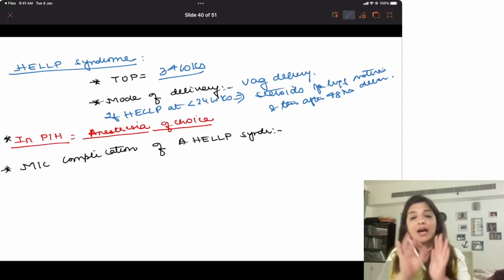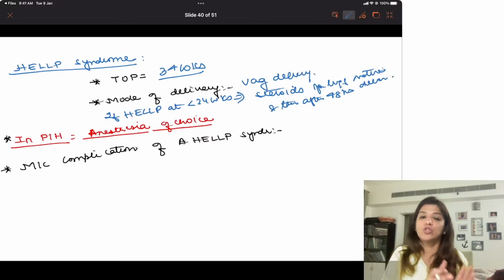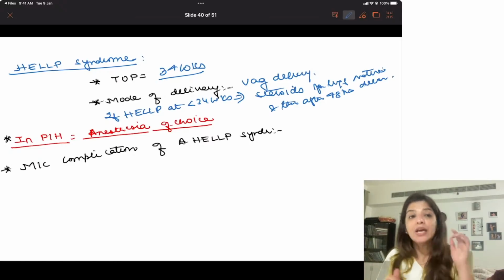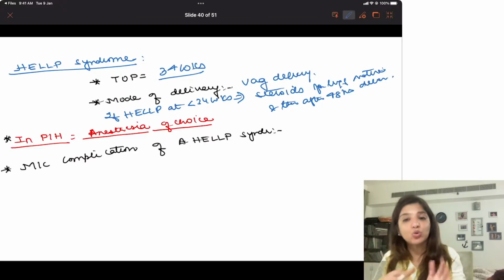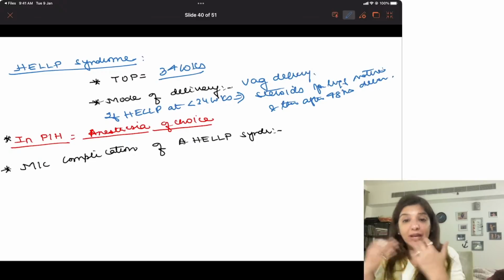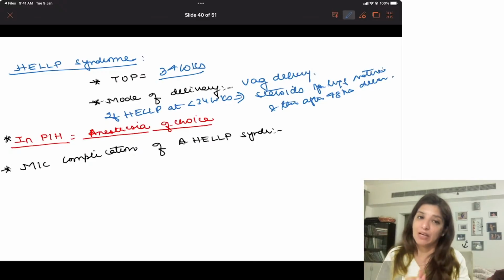Before 34 weeks, again I have to terminate, but first I'm going to give steroids so that the lungs of the baby mature, and then after 48 hours, I'm going to terminate her pregnancy. Mode of delivery will be vaginal delivery. If the patient's BP is high, I'm going to give her antihypertensives, and so that she doesn't throw convulsions, because HELLP syndrome patients may get converted into eclampsia, I will give them magnesium sulfate.